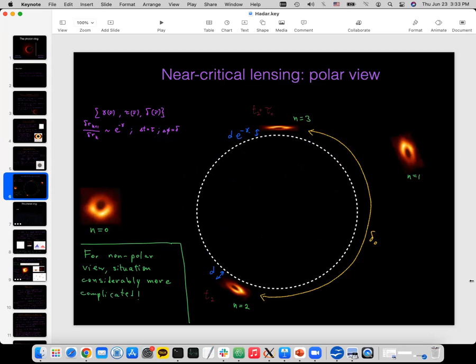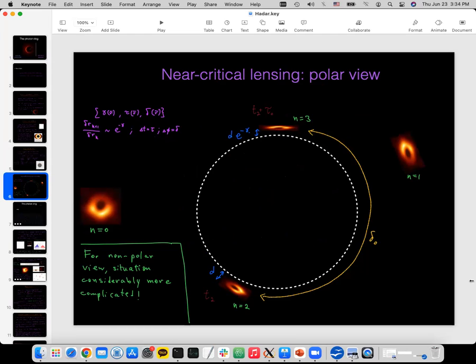So to get a little bit of intuition into this, let's look at what happens for a polar observer looking at a rotating black hole. Here the spin axis is into the board. Let's imagine that we see some flare. This is the shadow of the black hole, the critical curve of the curved black hole. And now we see some flare happening here, or some event.